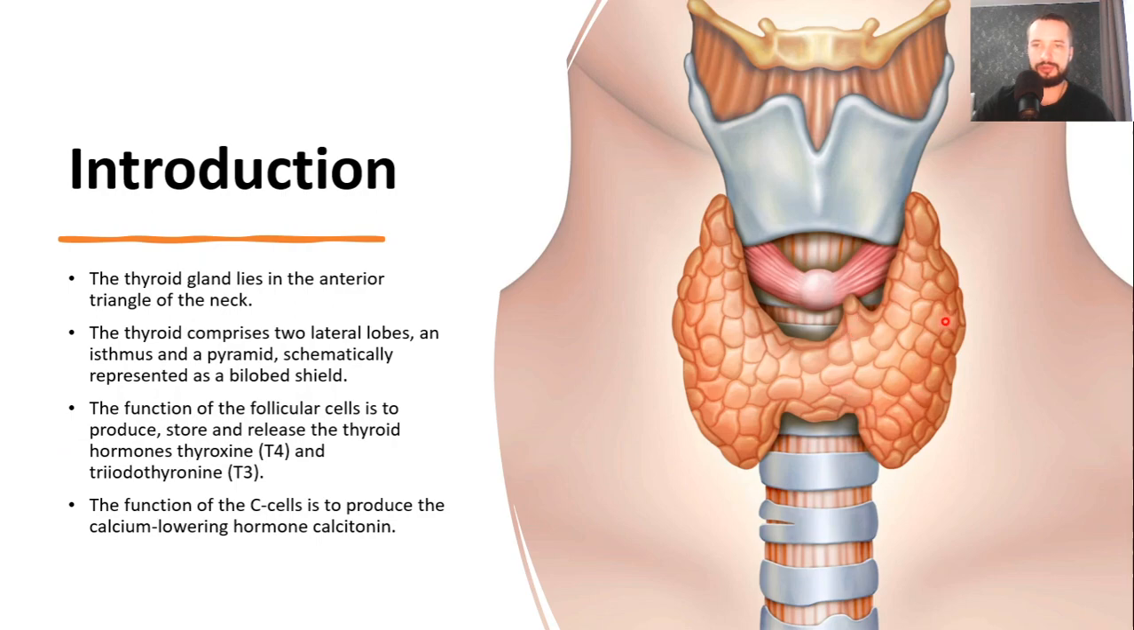Bilobed, isthmus. The function of the follicular cells is to produce, store, and release the thyroid hormones thyroxine, T4, and triiodothyronine, T3. The function of the C cells is to produce the calcium-lowering hormone calcitonin.